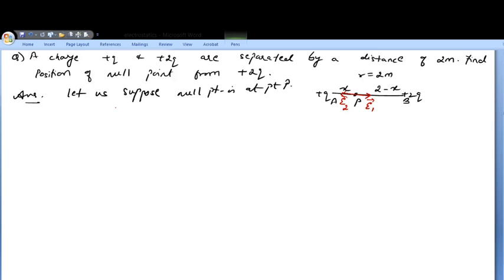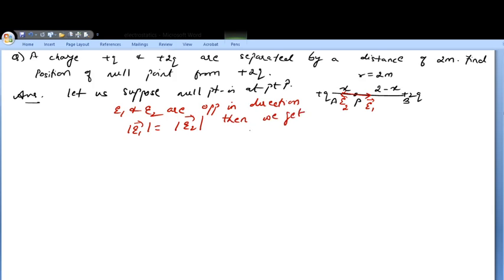So E1 and E2 are opposite in direction, and if the magnitude of E1 is equal to the magnitude of E2, then we get the null point. Because what is the meaning of null point? E net is going to be equal to 0. This is basically the meaning of null point. We know that E1 and E2 are in opposite directions, so that condition is satisfied. The only thing is, now we need to equate the magnitudes.